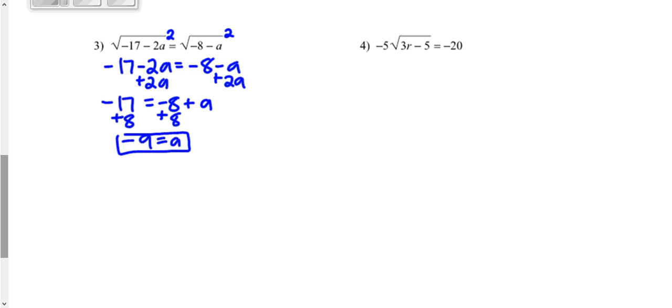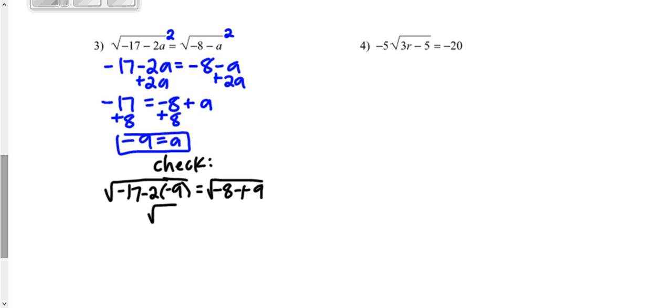I'm going to go ahead and check that. So I'm plugging it back in to the original problem. This is minus a negative 9, so that is going to end up being a plus. So over here, negative 2 times negative 9 is positive 18. So this is negative 17 plus 18, which is the square root of 1. And then over here, we also get the square root of 1. So that's a true statement. So answer 3 is negative 9. No problems there.